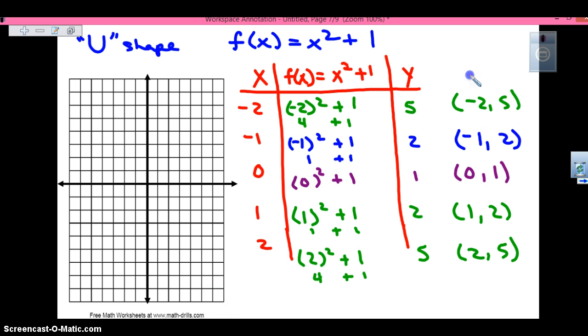Now that we have our ordered pairs, we can graph them or plot them on the coordinate plane, -2 and 5. And we can see that our points form the U shape.